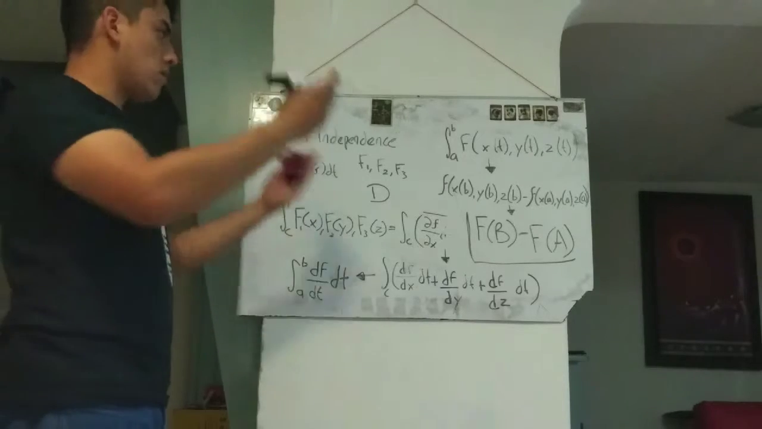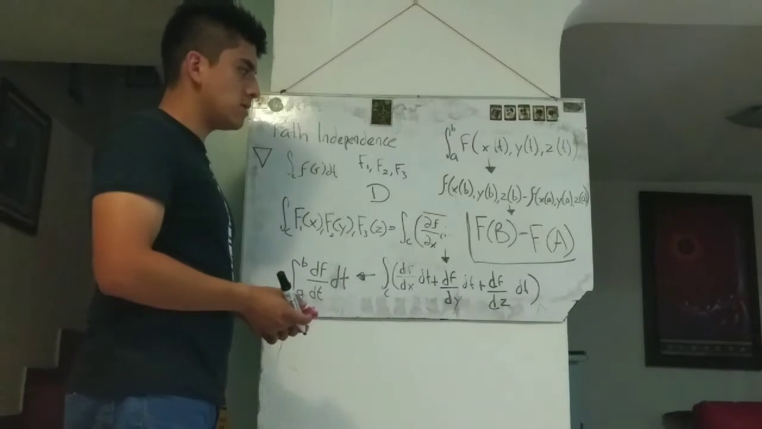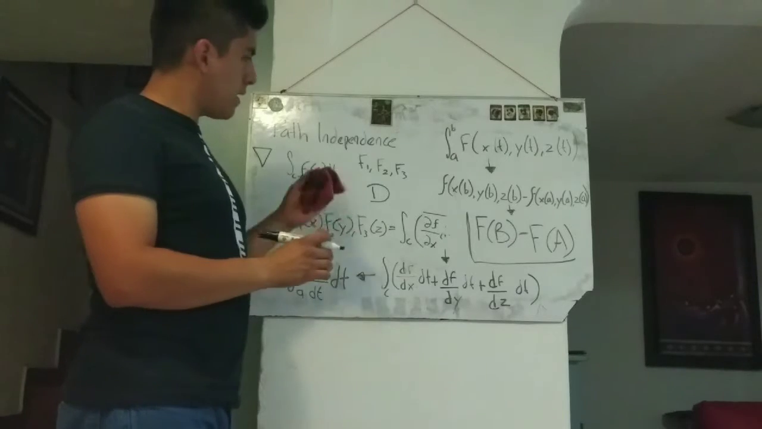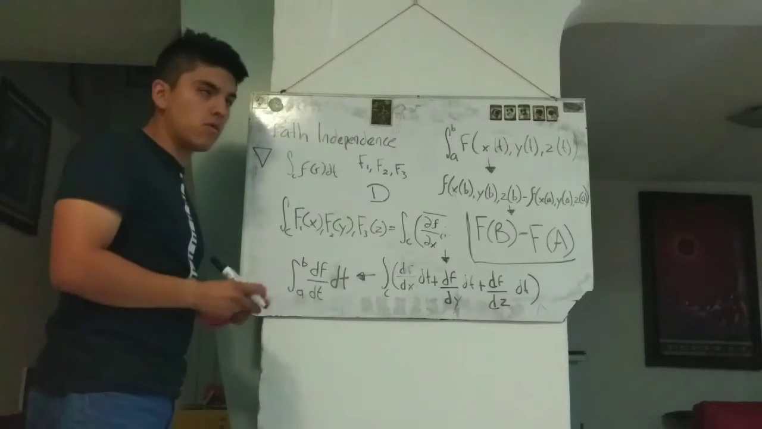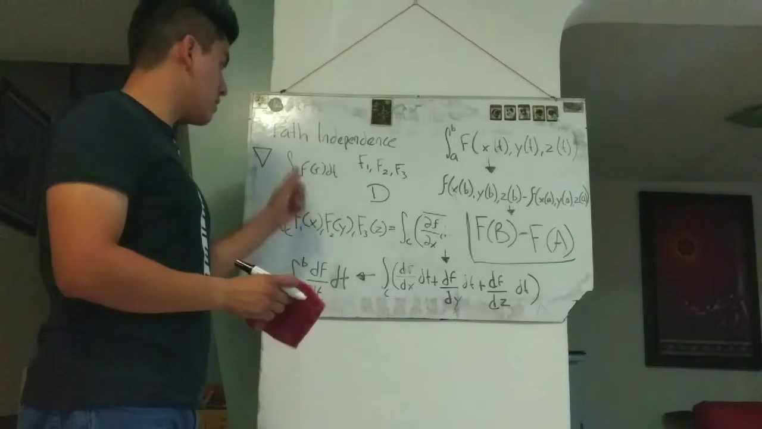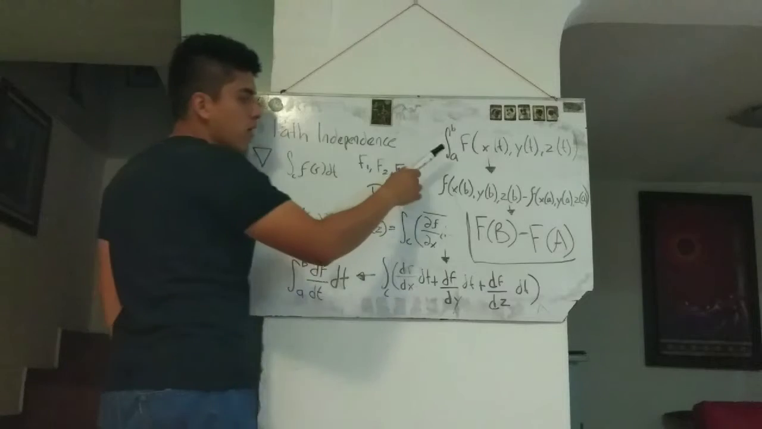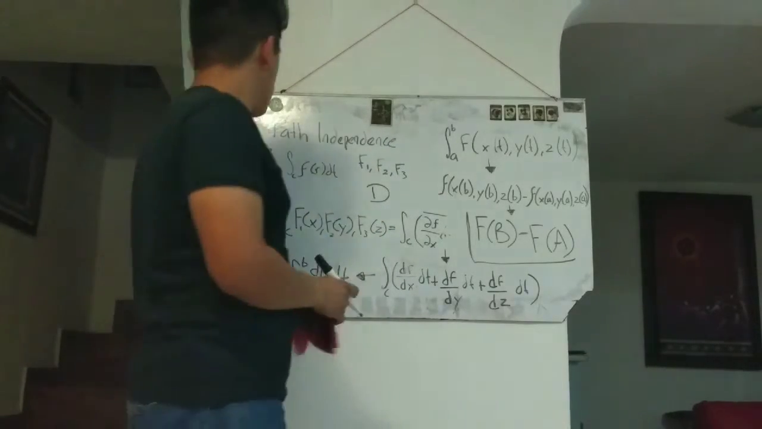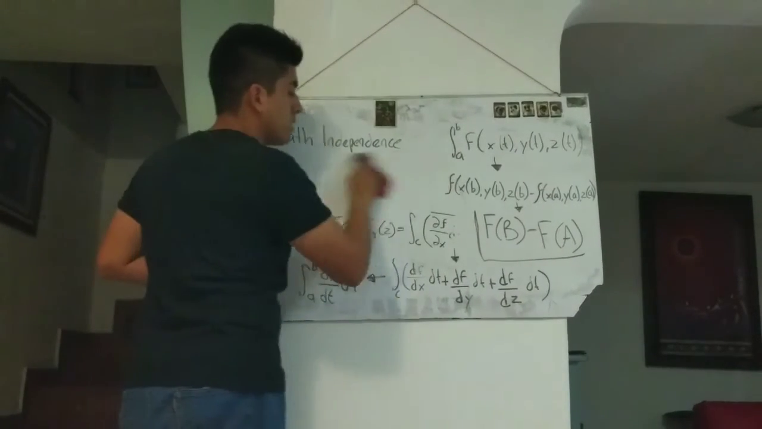But our next theorem about path independence says that when A and B, remember those are our points in our curve, are equal, then our line integral is going to have path independence. But when A and B are the same, well, this is represented by this.